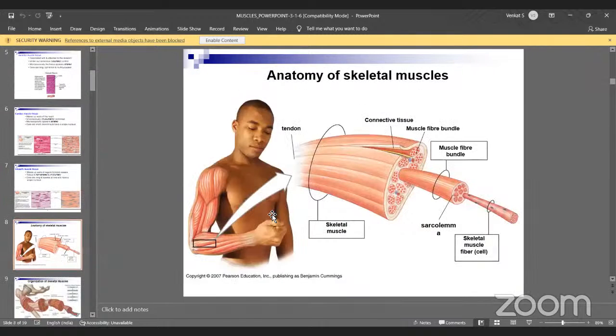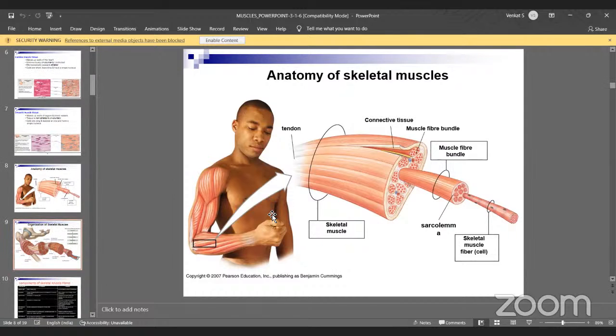Then the next one, the anatomy of skeletal muscles: the tendon, connective tissues, muscle fiber bundles, sarcolemma, skeletal muscle fiber cells, and skeletal muscle. So this is the particular anatomy and structure of skeletal muscles.